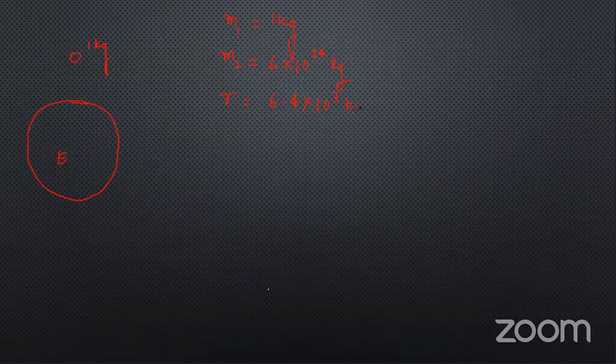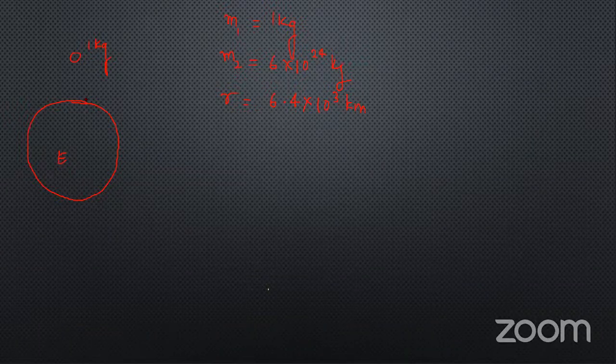Let's see. As I told you, one body is your earth, and the other body is 1 kg. M1 is very small. M1 is 1 kg. M2 is 6 into 10 to the power 24 kgs. The distance between them, see, guys, this value of R is given to be 6.4 into 10 to the power 3 kilometers, right?